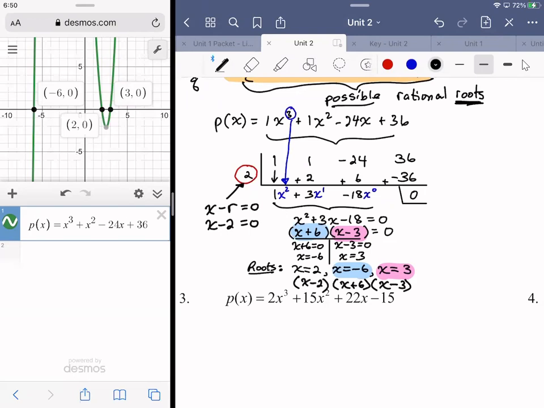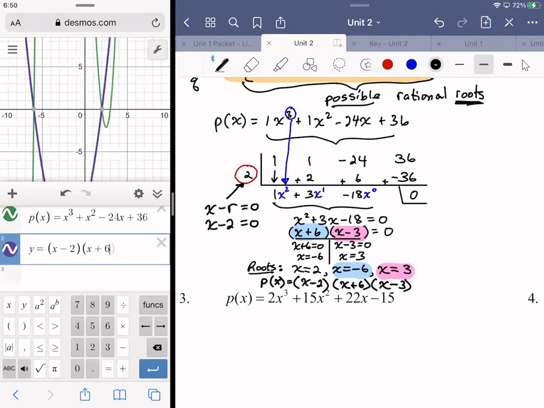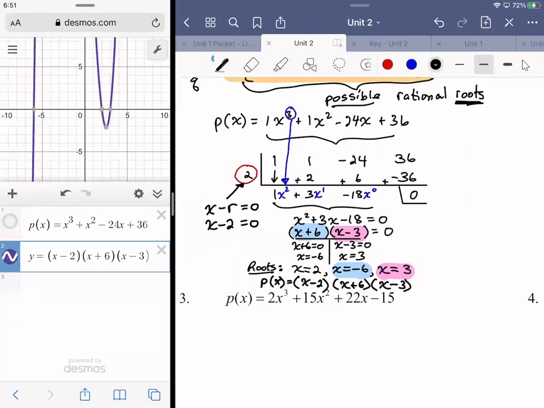Now, what a lot of people will do is they'll just say, all right, I'll just take whatever the sign is of the root and reverse the sign. You know, it was negative, I'll make it positive. It was positive, I'll make it negative. But the product of these three factors would give us p of x, and it's very easy to verify. Just type in y equals factor x minus 2, another factor x plus 6, and another factor x minus 3. Make sure they map to the same location, and you're in good shape.